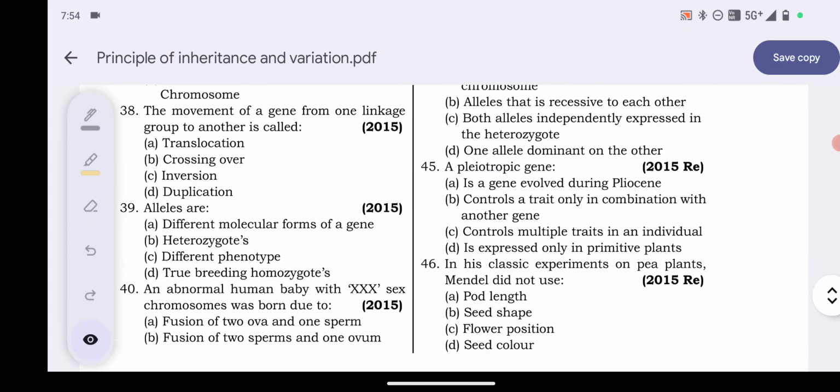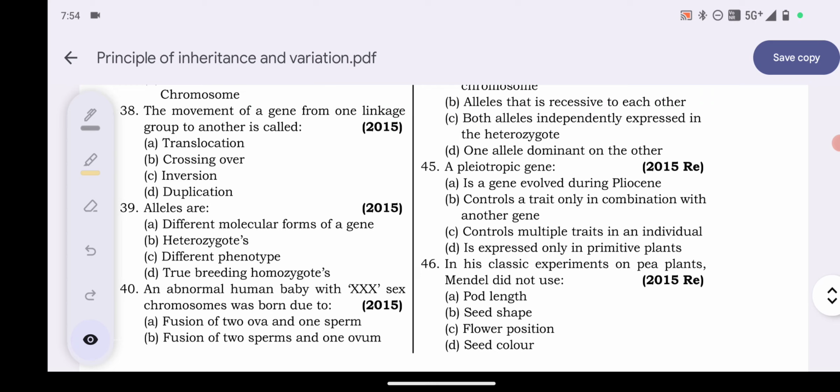Question number 38. The movement of a gene from one linkage group to another is called translocation, crossing over, inversion, duplication. So here the answer will be option A, translocation. Explanation: when a portion of a chromosome breaks and attaches to another, it is known as translocation. So A is the answer.